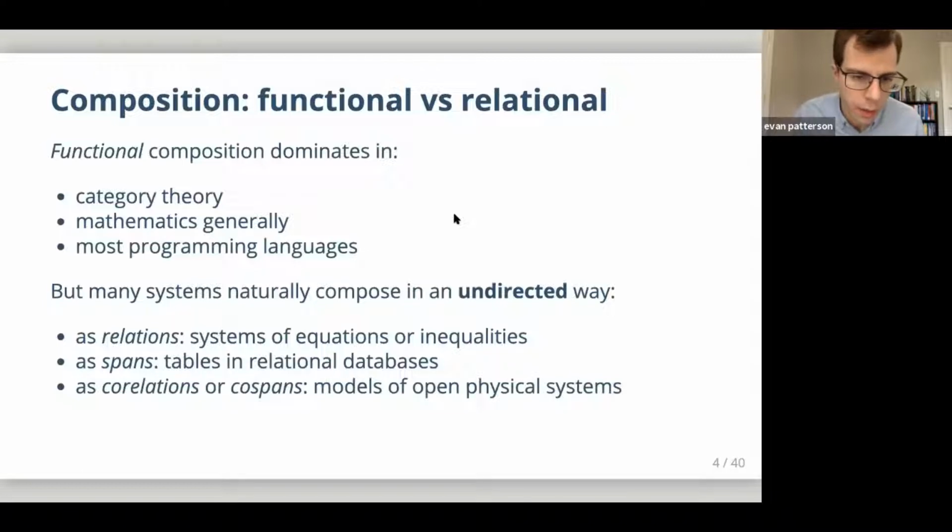As I said at the beginning, that can manifest in different ways. They might compose as relations, so systems of equations or inequalities compose this way. Or as a souped-up version of relations, they could compose as spans, like tables in relational databases. And dually, they can compose as correlations, or more usually as cospans, and this encompasses various models of open systems.